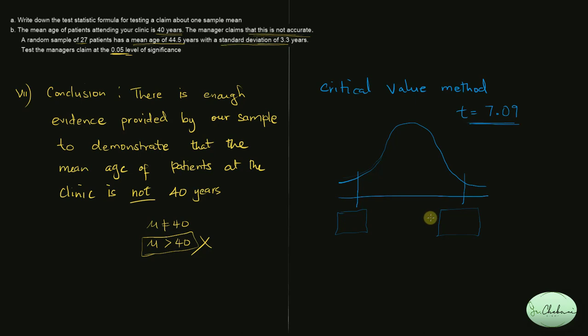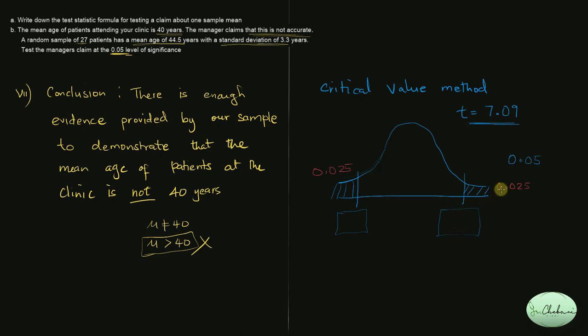So if we are conducting a two-tail test at an alpha level of 0.05, it means that this 0.05 probability is going to be split between the right tail and the left tail, such that on the left tail we are going to have 0.025, and then on the right tail we are going to have 0.025.